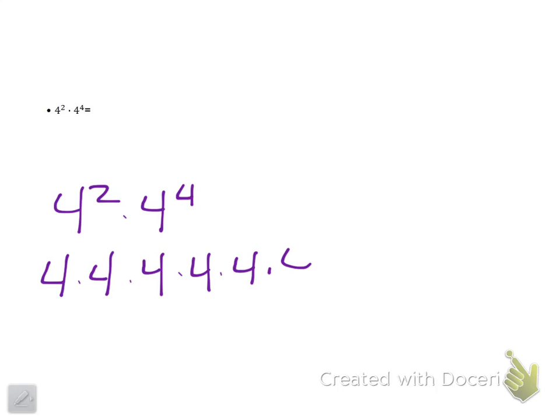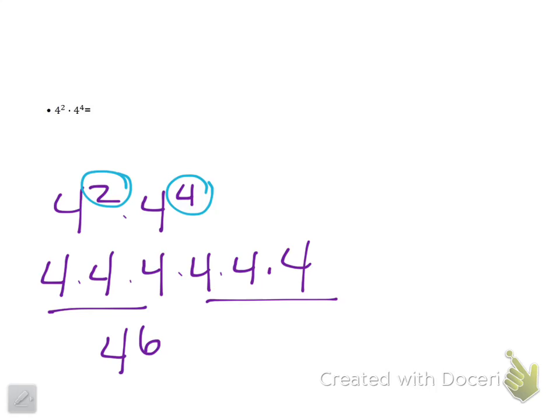Okay, so let's try this one. 4 squared times 4 to the 4th. 4 squared is 4 times 4, and then 4 to the 4th is 1, 2, 3, 4 of them, so there's 6 of those, so it's 4 to the 6th. What you notice is the rule for this: when we're multiplying things with the same base, we're going to add their exponents. So 2 plus 4 is going to be 6.